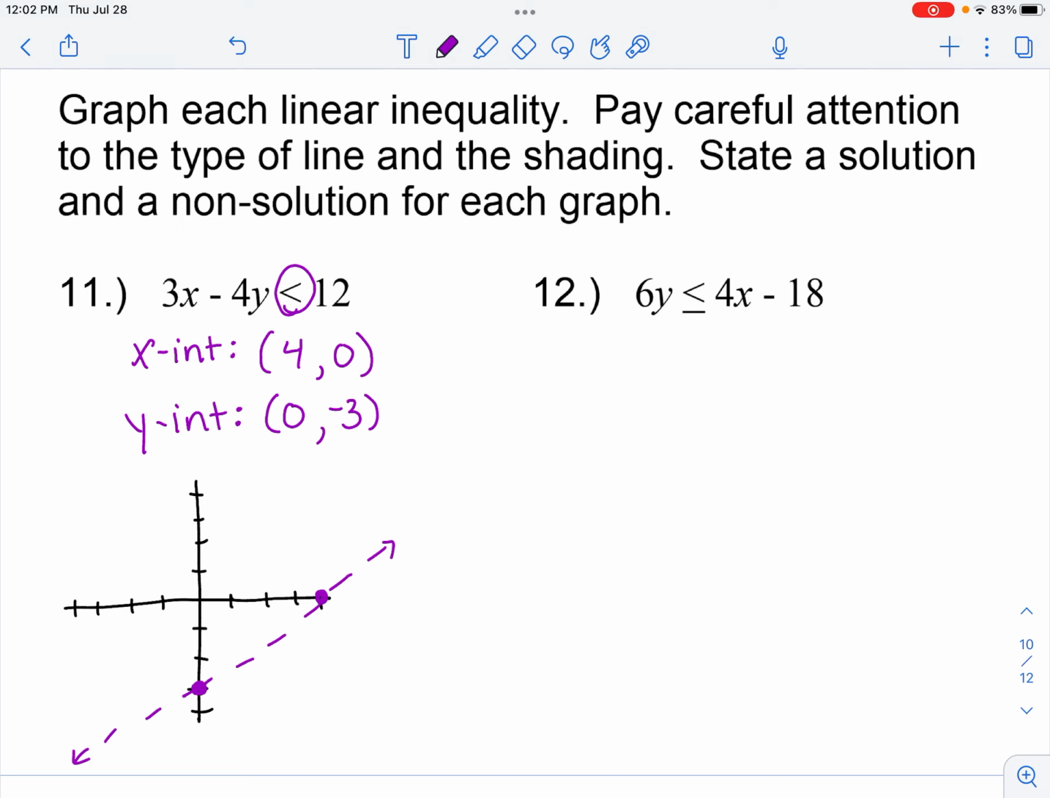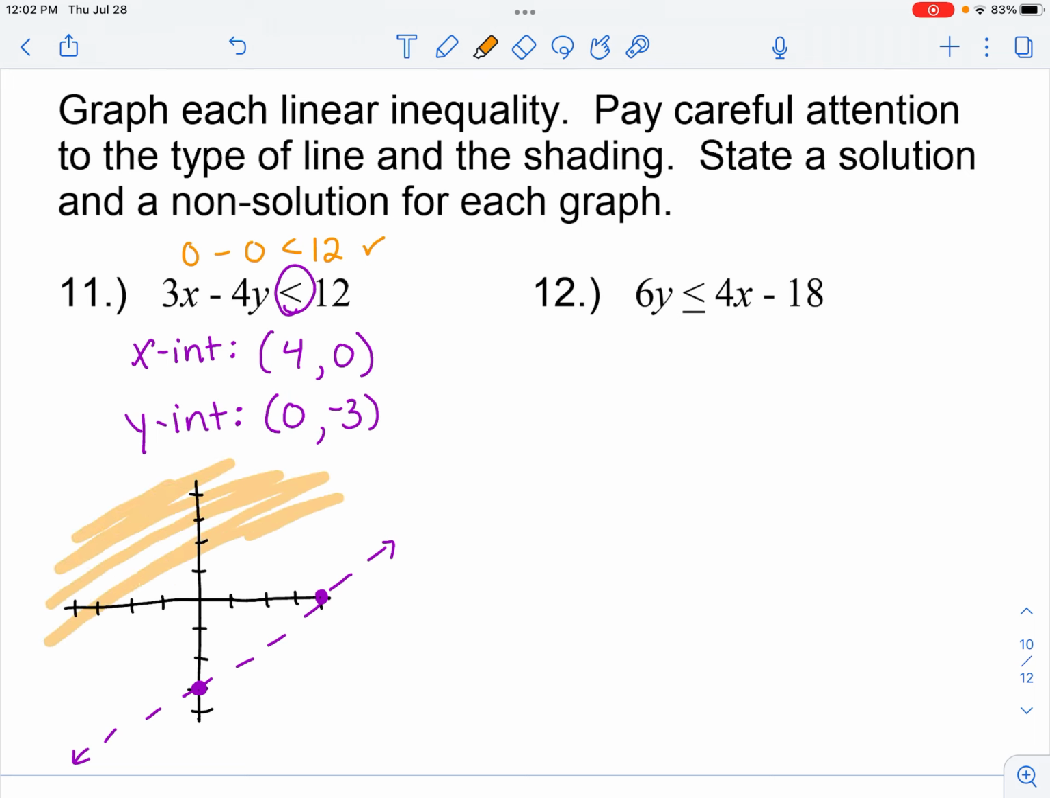Now I've got to figure out which way to shade, but I don't have the y by itself, and I don't want to go through and do that algebra of rearranging it if I don't have to. So I'm going to test a point, and I'm going to test the point (0, 0), because it's the easiest numbers to plug in. So I'm going to get 0 minus 0 is less than 12. Is that true? Yes, it is. That means (0, 0) is in my shaded area, so I'm going to shade where that point is.